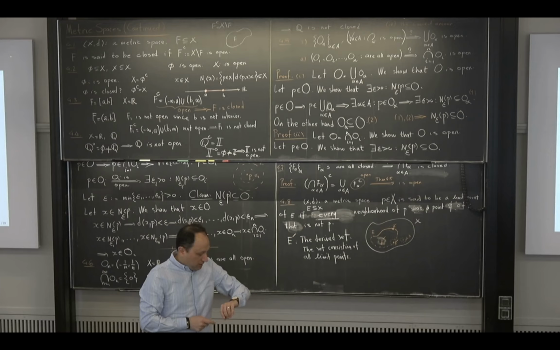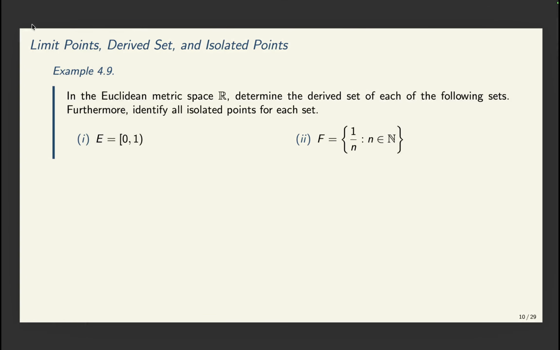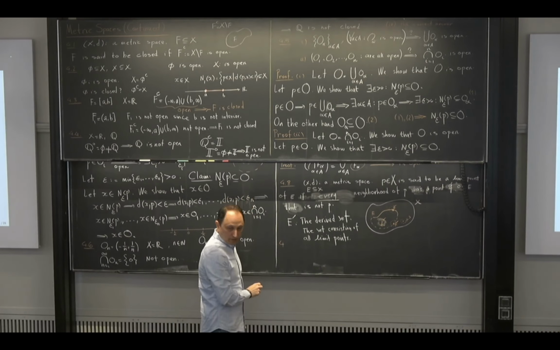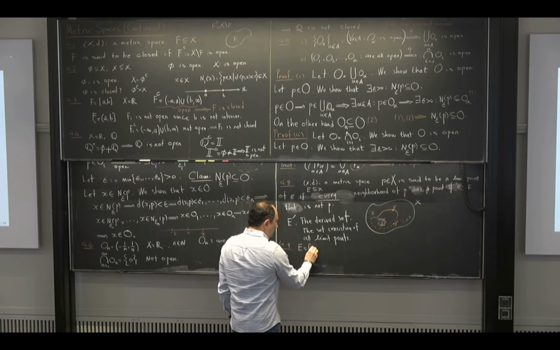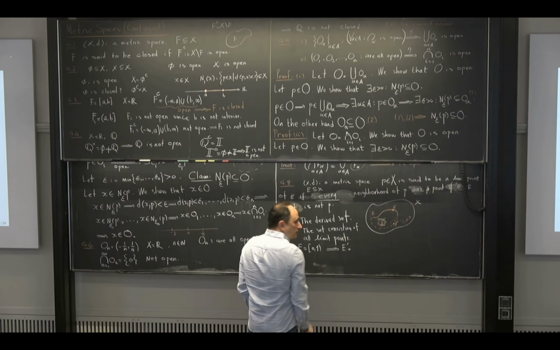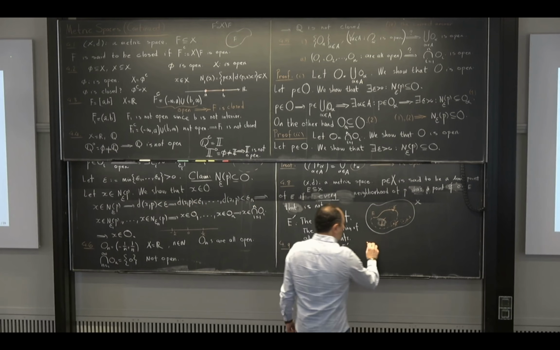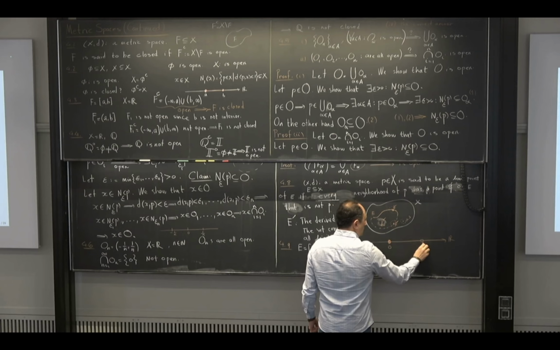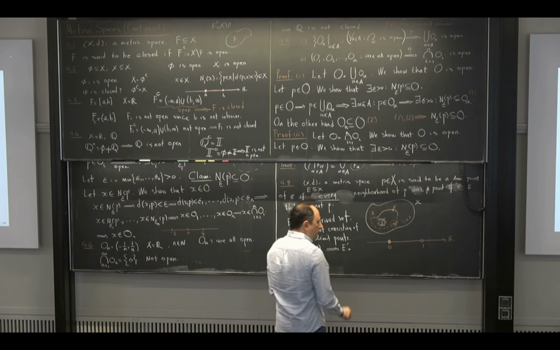Okay, so let us continue with one example, and then we go for the break. So in this example, I have E equals 0 and 1. Can you tell me what is the derived set? So let us analyze it. If I want to draw a picture here for you, this is R, and this is 0, and this is 1. Okay? So, just intuitively, do you think this is a limit point?